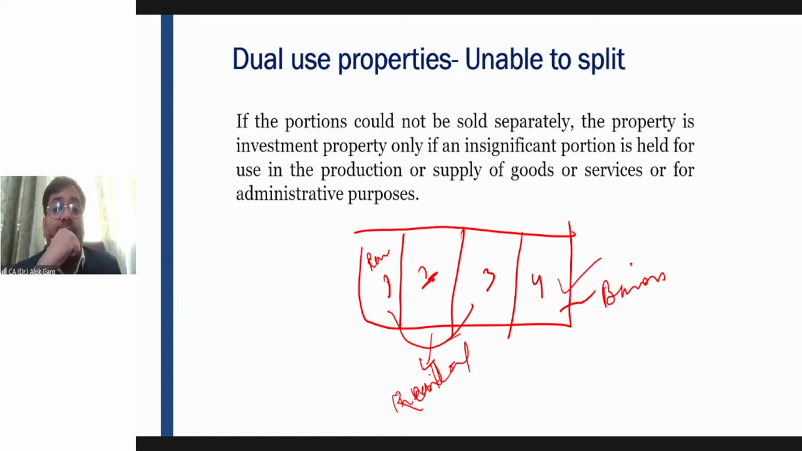Yes, Manini is saying on the basis of majority of use. You are right, Manini. If it is not separable, you have to look at what is the significant portion. In this case, the significant portion is rental. So in this case, it has to be shown as investment property. But what happens if the 3 rooms are used for business purposes and 1 room is held for rental purposes? Then what will happen?